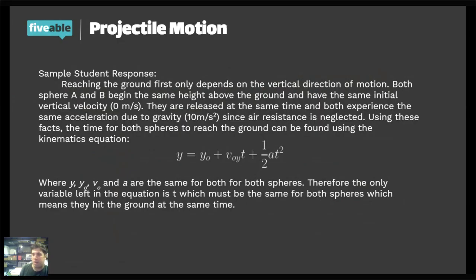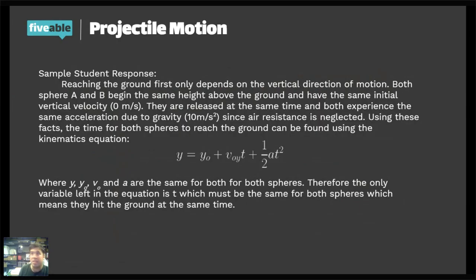You can think about that if sphere A was dropped and sphere B was thrown up in the air, they won't hit the ground at the same time because they have different starting velocities. In this case, though, they both had the same initial velocity, vertically 0. Sphere B had a horizontal velocity that wasn't 0, but it wasn't falling downwards at the beginning, and it wasn't thrown upwards at the beginning.